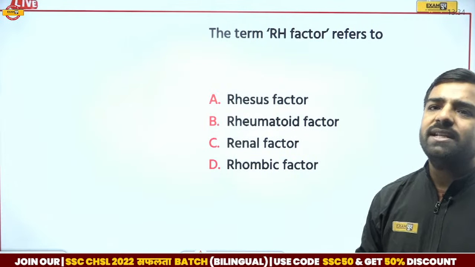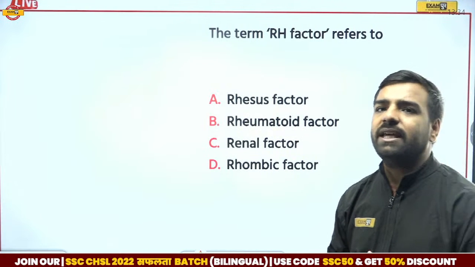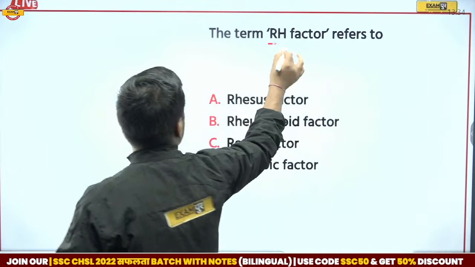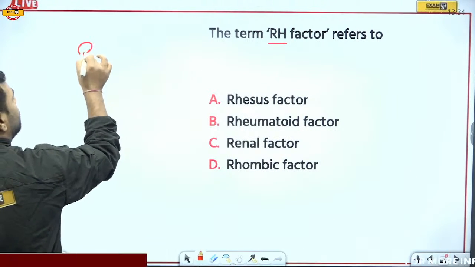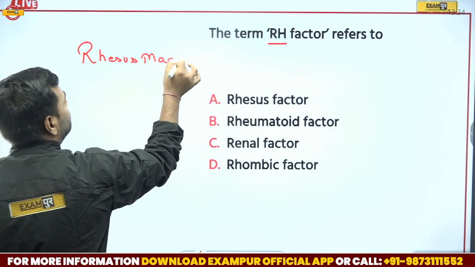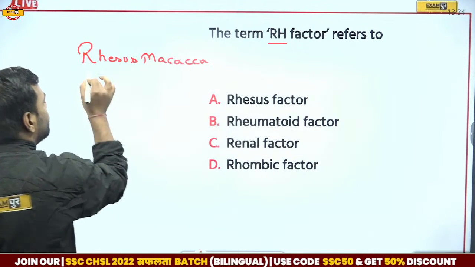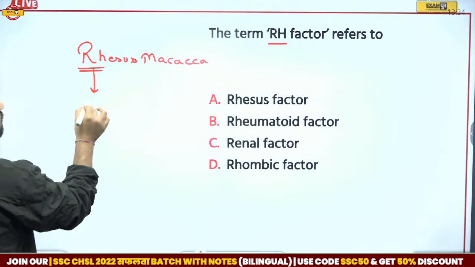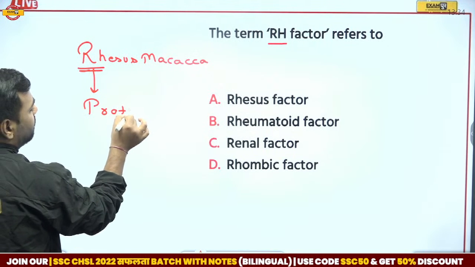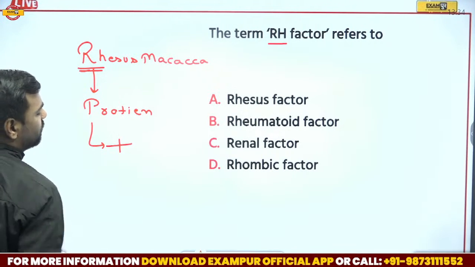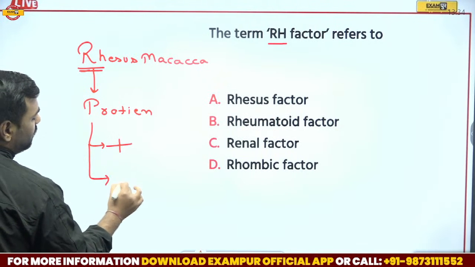So my question is RH factor. Jagdishan is going with A, that is rhesus factor. See what happened when we talk about this RH. There was a monkey named rhesus macaca, and from rhesus macaca this RH came up. Why? Because there was a protein in this monkey, and if this protein is present within our body, we are said to be positive. If this is absent, we are told as negative.